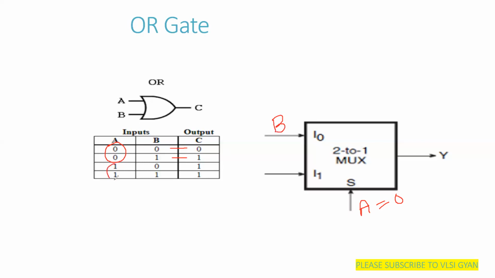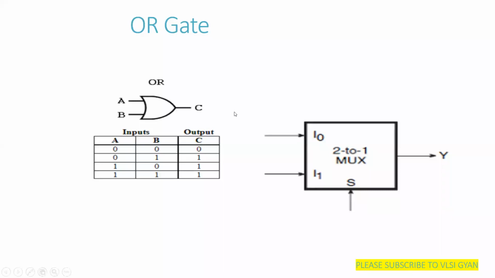Similarly, when A is 1, what output are we getting? We are getting 1, irrespective of the value of B. Whether B is 0 or 1, we are getting 1 only. So when A equals 1, we are getting 1 here. So this is how we can implement an OR gate using a 2:1 MUX. One of the inputs is B and the other input is 1. Then we can implement an OR gate using a 2:1 MUX. Similarly, friends, we will implement all other gates.